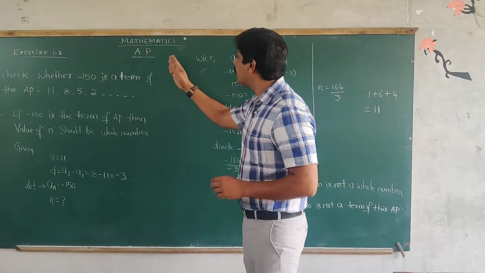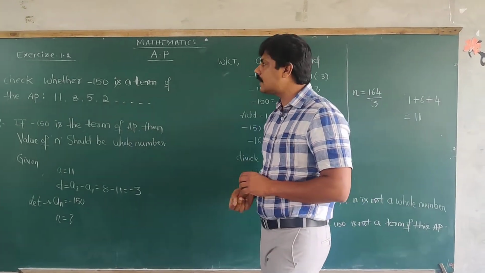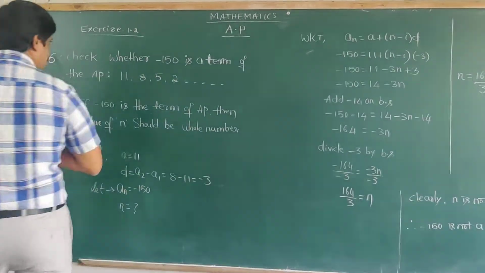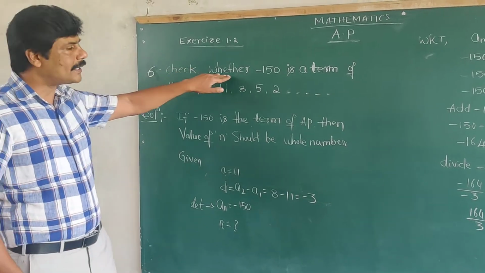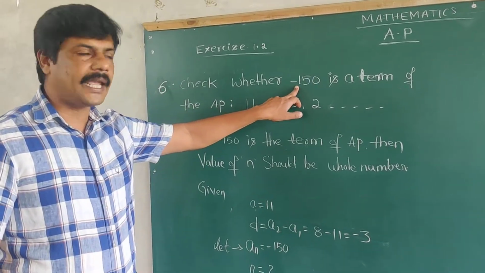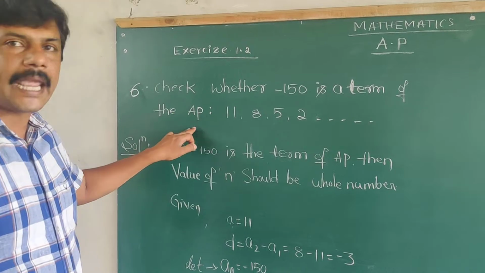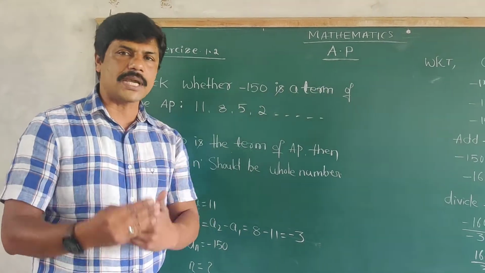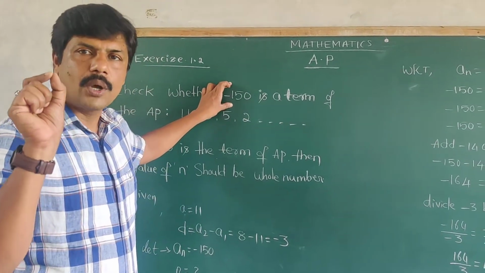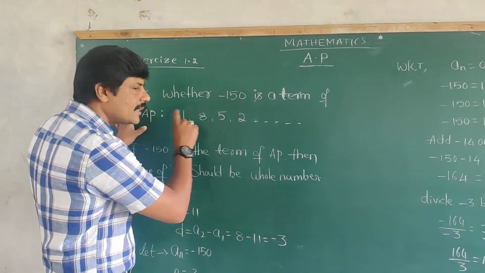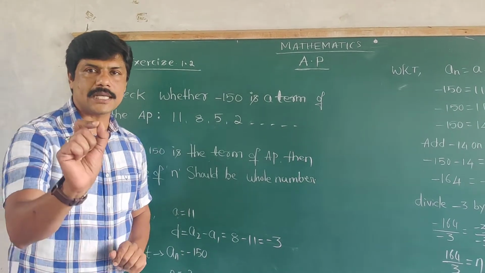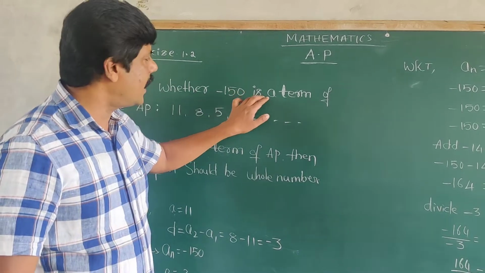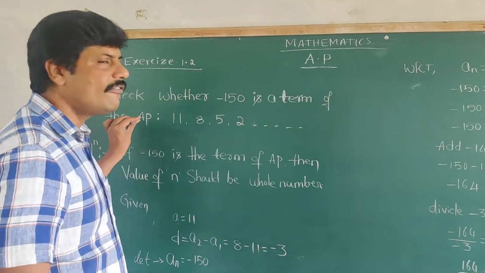Saying so, we are dealing with arithmetic progression, exercise 1.2, sixth problem. The sixth problem asks us to check whether minus 150 is a term of the AP 11, 8, 5, 2, etc. So we have to check whether minus 150 falls under this AP. Did you understand, children? Once again, check whether minus 150 is a term of the AP.